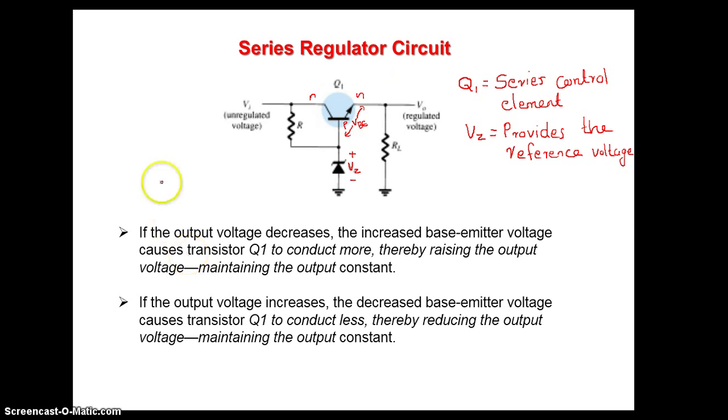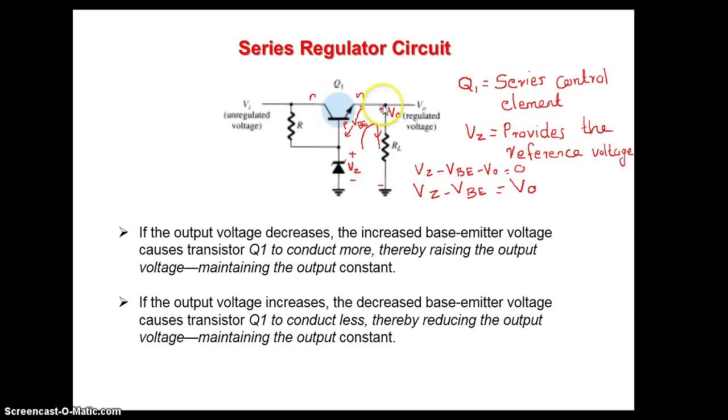So now here I am applying KVL on this loop. The output I am taking across here. If I apply KVL, minus to plus, plus VZ. Plus to minus, minus VBE. Plus to minus, minus VO should be equal to 0. Or it is VZ minus VBE should be equal to Vout.